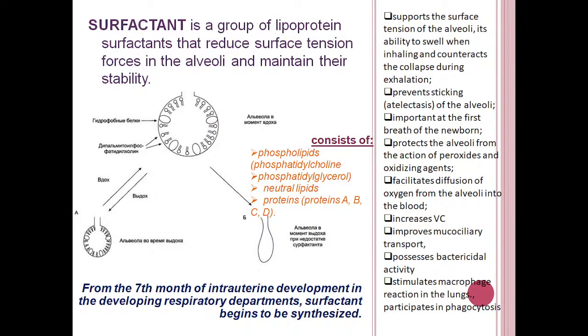More important for us is to understand what surfactant means. Surfactant is a group of lipoprotein substances that reduce surface tension forces in the alveoli and maintain their stability. From the 7th month of intrauterine development, in the developing respiratory department, surfactant begins to be synthesized.